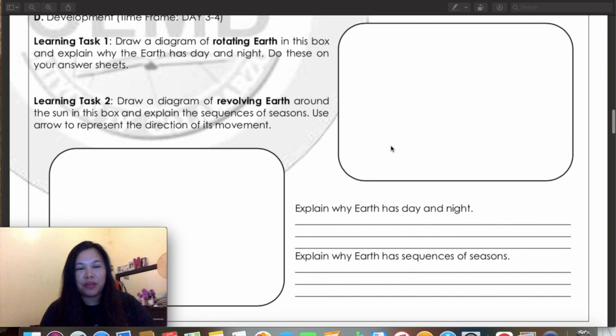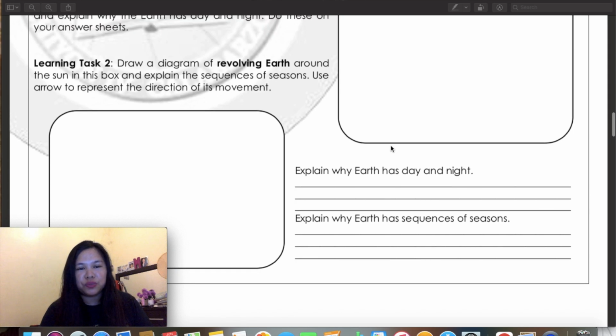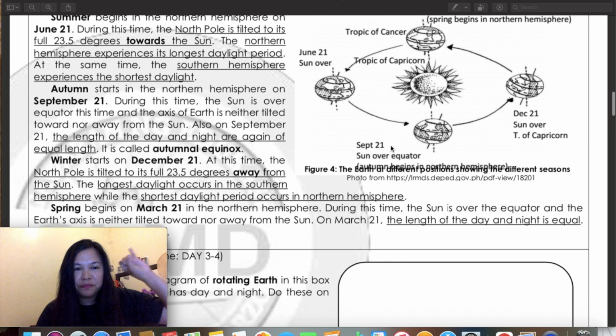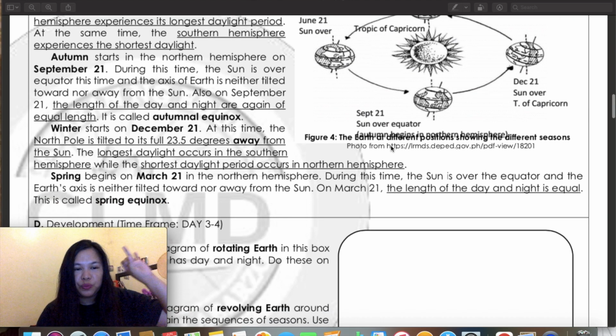So, in our learning test 2, draw a diagram of revolving Earth around the Sun in its box and explain the sequences of season. So, use arrow that represent the direction of its movements and answer the 2 questions. Explain why Earth has day and night and explain why Earth has sequence of season. Ang una, summer, autumn, winter, and spring. Okay.